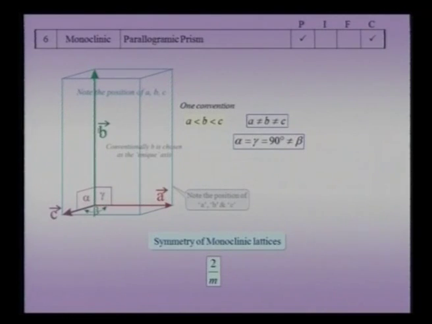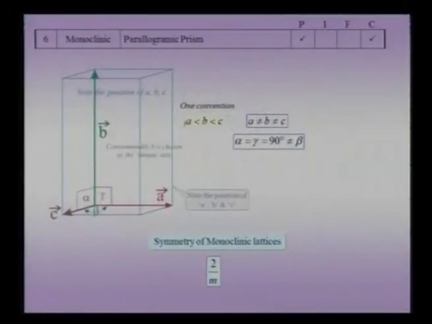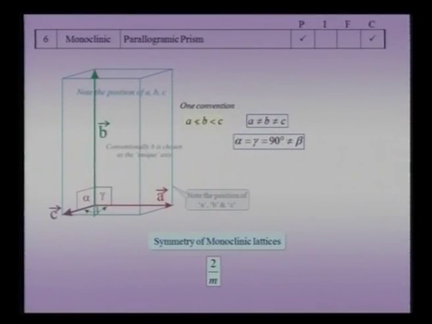Now, there are many conventions of choosing the A and B's, but one convention is that we choose A to be smaller than B to be smaller than C, and the conventions are helpful in communicating with other crystallographers. But if a different convention has been chosen to represent the same lattice, then that has to be explicitly stated, so that there is no confusion as to which is the shortest or the next shortest or the longest lattice parameter among the three lattice parameters.